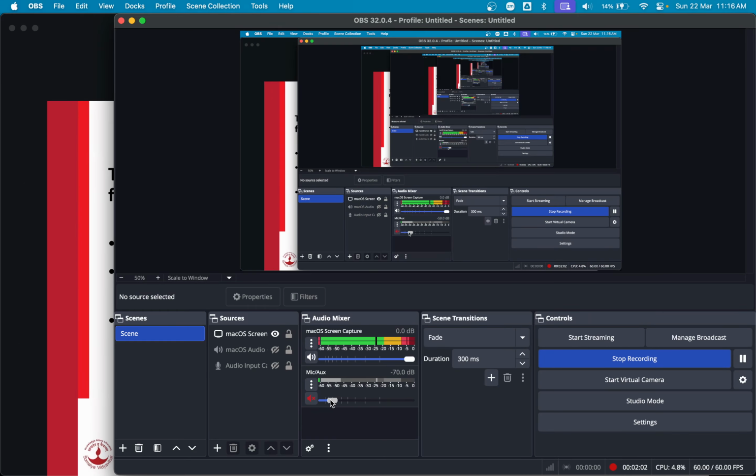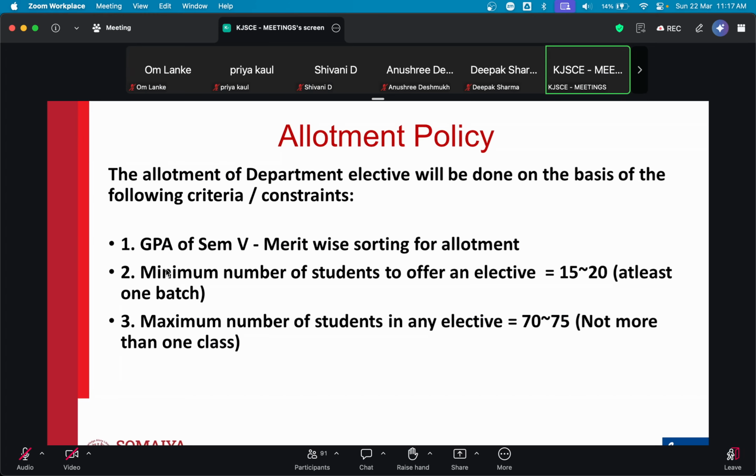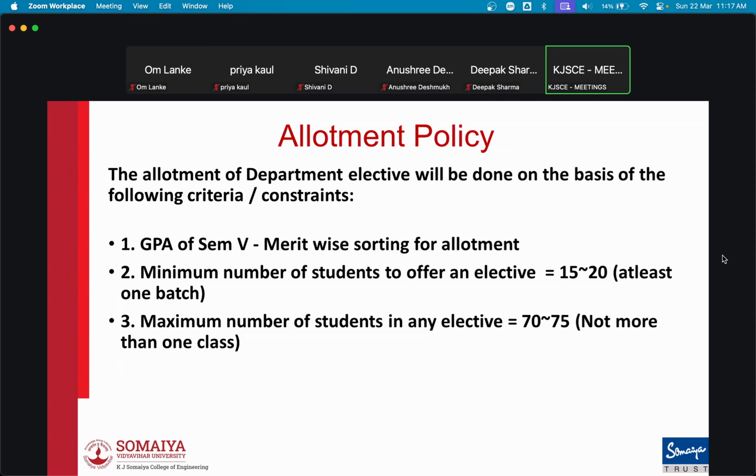But sometimes it happens that a course is overloaded with students and we have to apply some upper cap, or some courses are opted by very few students. In such cases, we have to consider merit for the allotment. For the minimum number of students to offer an elective, we consider one batch of students, and for the maximum we consider the entire class strength, or we may have multiple divisions for a particular course. Depending on the requests we get from the students, we take the decision.